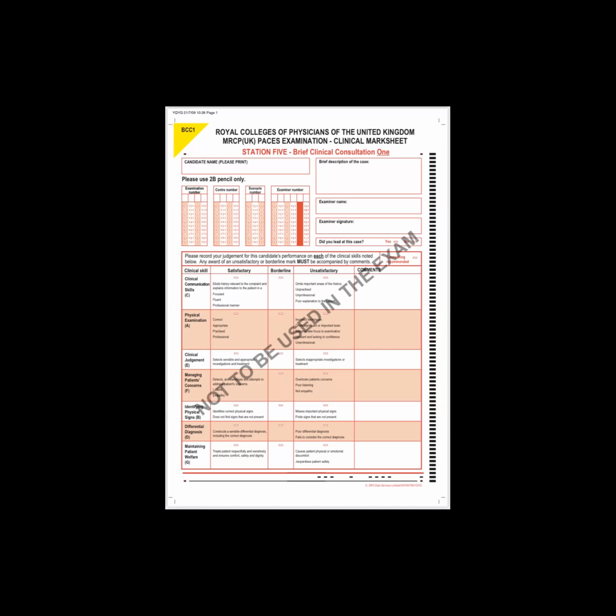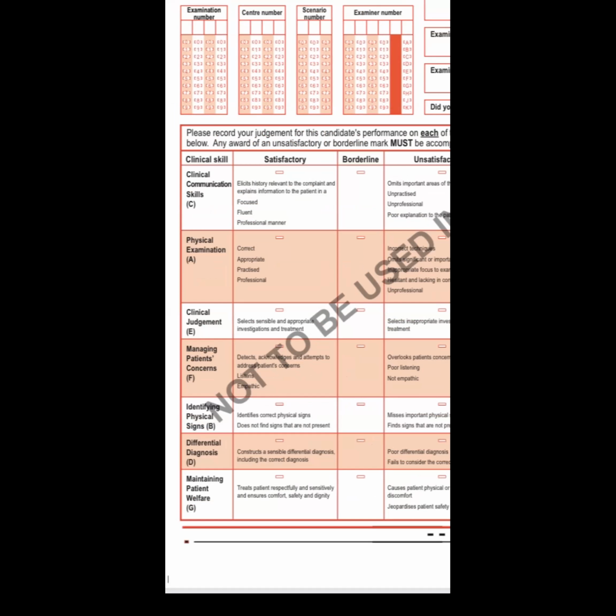Then, identifying physical signs. This is skill B. You did the examination with a proper technique, and you did all aspects of the examination which is required. This is skill A. Skill B is which findings you were able to detect. Were you able to detect all physical signs or not? If, for instance, the case has 4 positive findings, each one is going to be scored 1. If you mention 2, they are going to give you 2 out of 4. Got the point? So this is skill B.